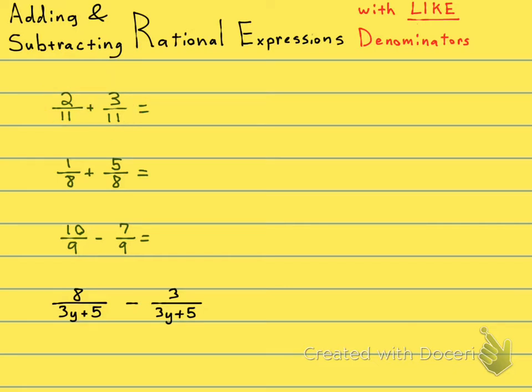We have the same denominator, 2 over 11 plus 3 over 11. And when you add 2 elevenths plus 3 elevenths, what do you get? Well, you get 5 elevenths.